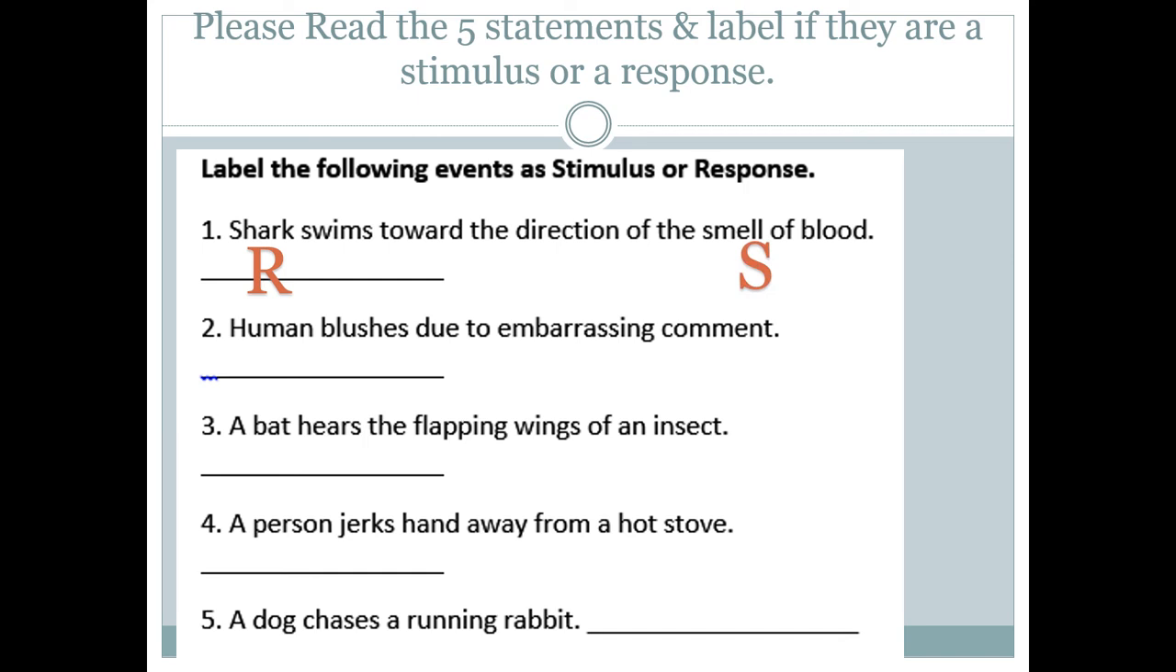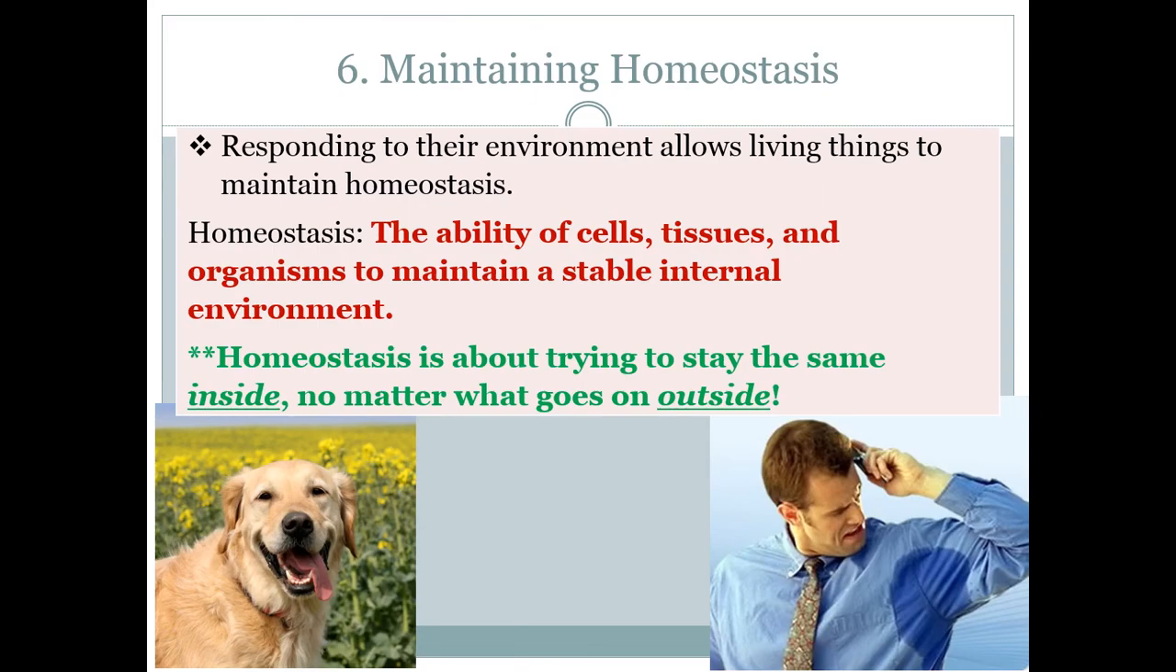Human blushes due to an embarrassing comment. So a comment is heard, and the reaction is blushing. A bat hears the flapping of wings of an insect. So what brought on a behavior change? The insect's wings were flapping, it caused a sound, the bat can hear it. A person jerks a hand away from a hot stove. If you feel something hot, your initial reaction is to jerk it away. And then finally, a dog chasing a running rabbit. They'll see the rabbit. Rabbit starts to run. Dog starts to run.